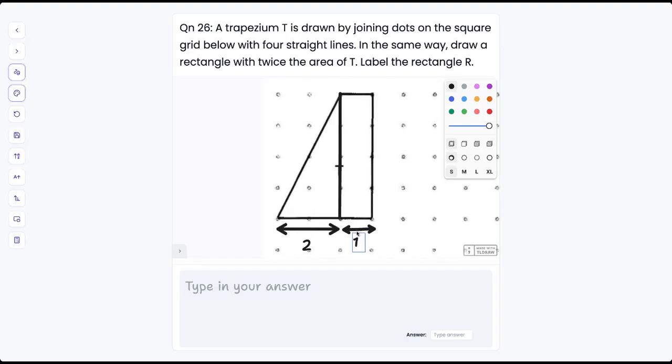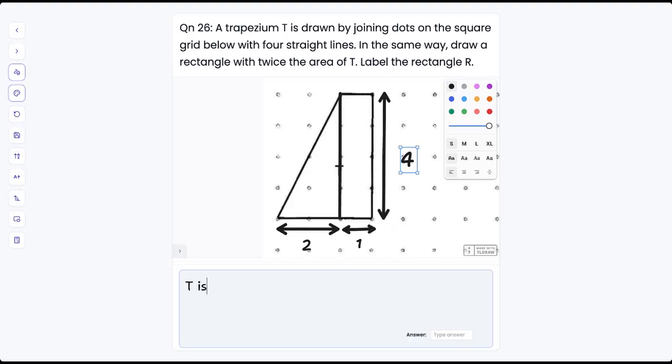Both the rectangle and the triangle, the height is how many spaces or gaps? 1, 2, 3, and 4. So that means this is 4. So now we can measure: trapezium T is 1 triangle and 1 rectangle.